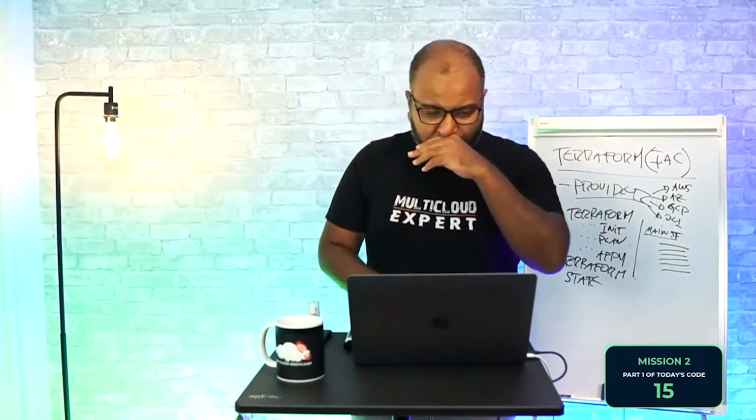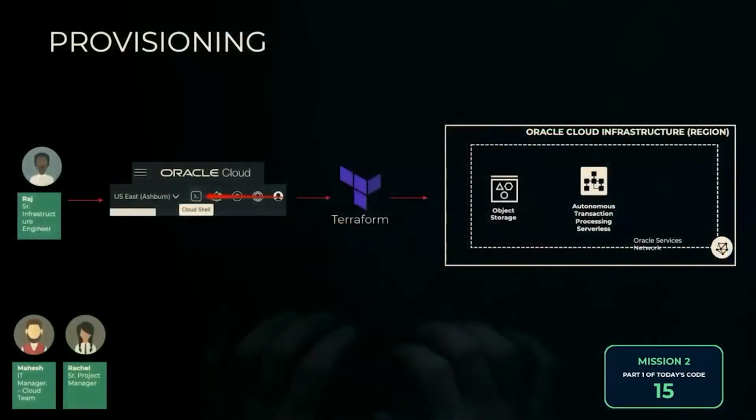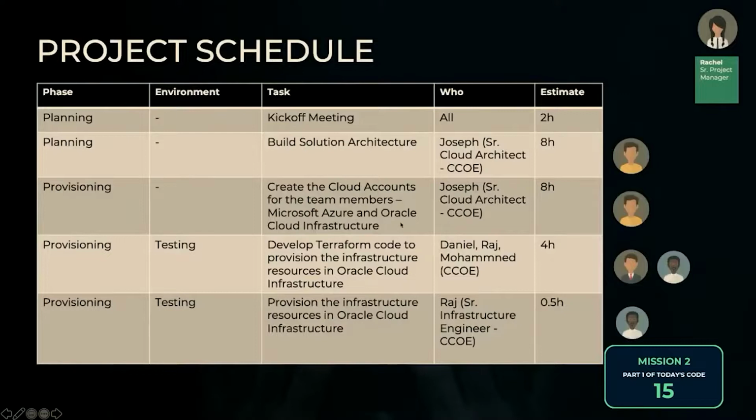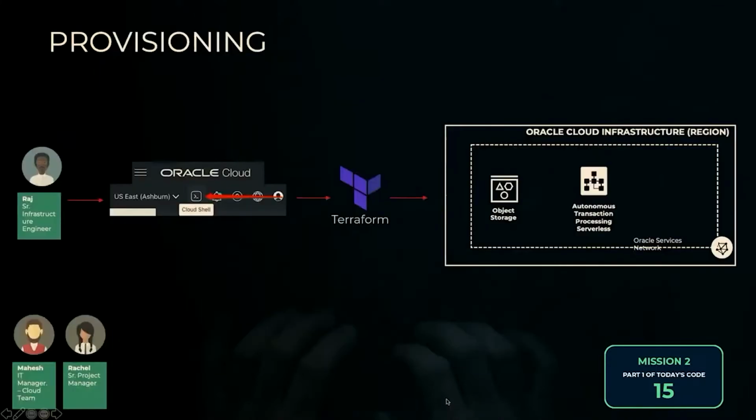All right, so cool. Coming back to my slide now. So let me explain what we're going to do now, okay? As I mentioned to you in the project plan, we're going to move forward with the provisioning step. Let's assume that the Terraform is already written, right? It was already created by Daniel and Raj, even though I'm going to show you how it was created. Let's assume that it was already created. Now it is time to provision the infrastructure resources in Oracle Cloud Infrastructure. And for doing that, Raj is going to go there and do it.